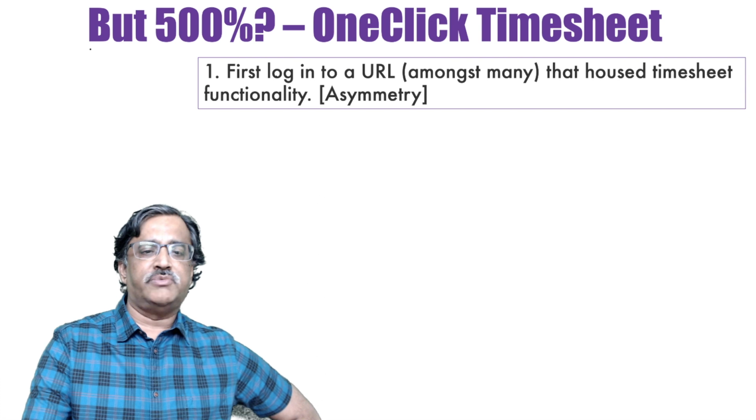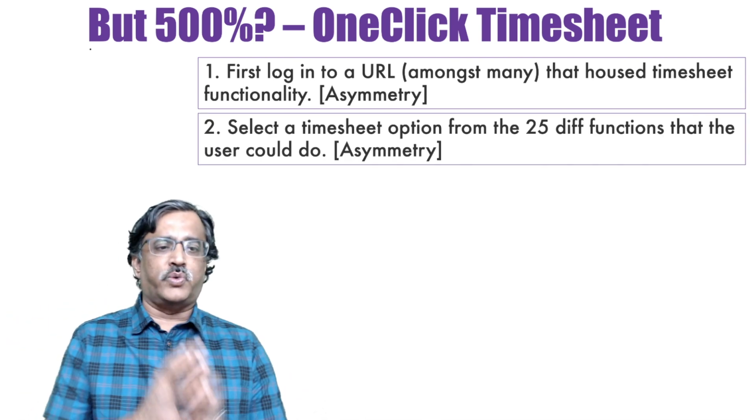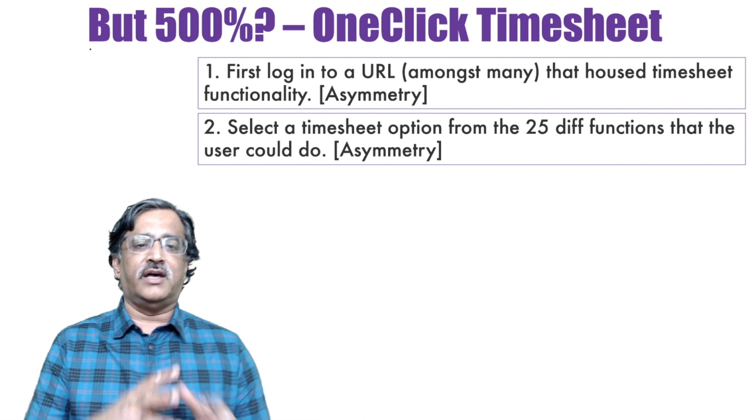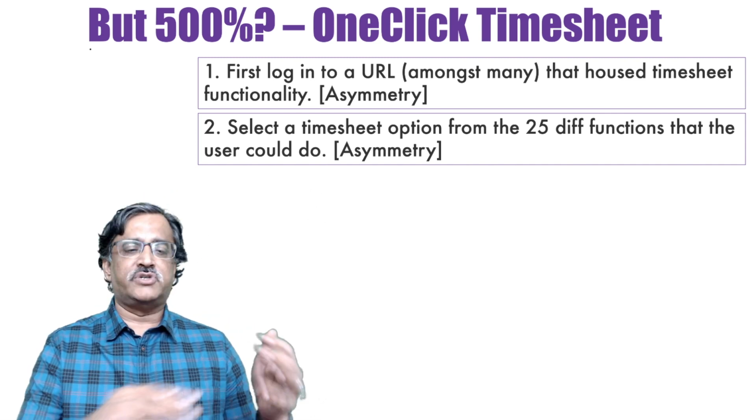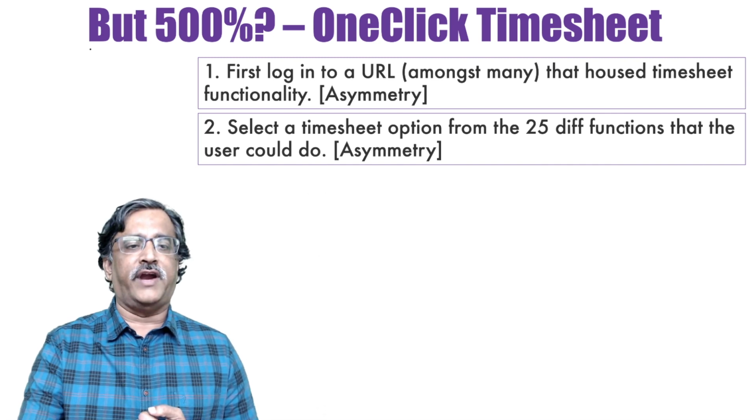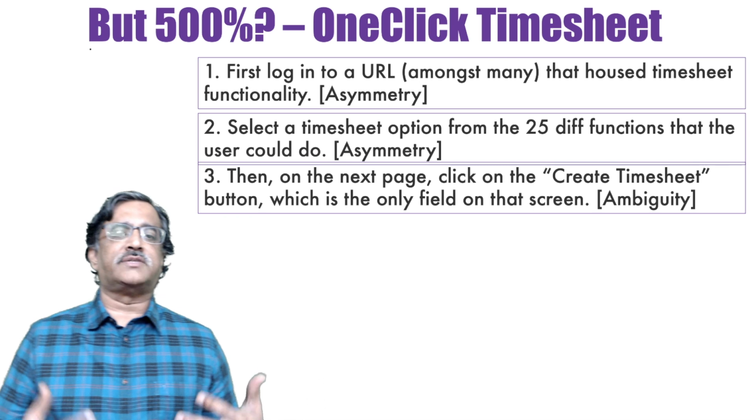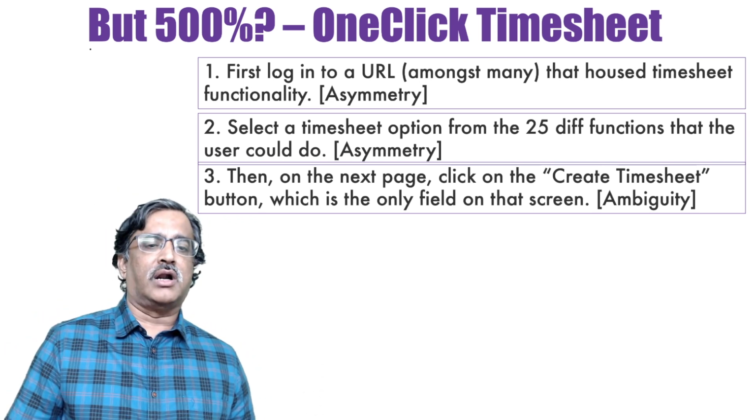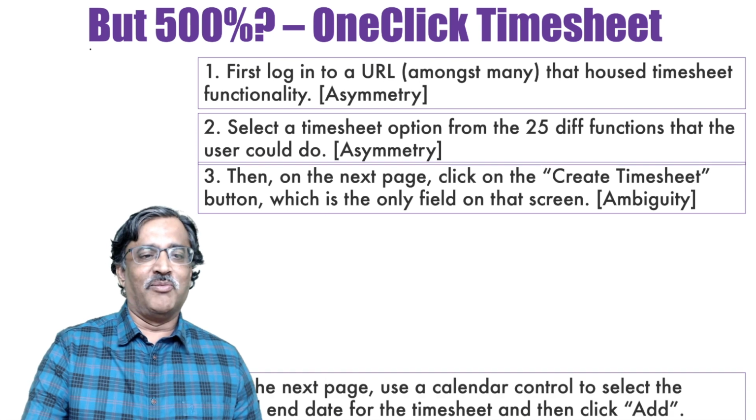which housed the timesheet functionality. Since the timesheet was part of a larger suite in our ERP app, there were 25 different functions in that software, one of which was the timesheet. So you had to go through the menu tree and find that timesheet option. Then you had to go to the next page and click on the create timesheet button, which is the only field on that screen. Don't ask me how that came about.